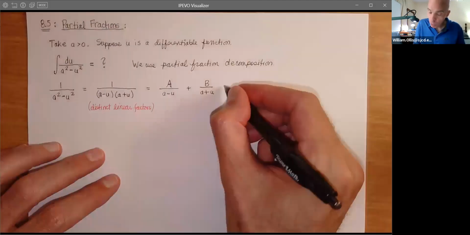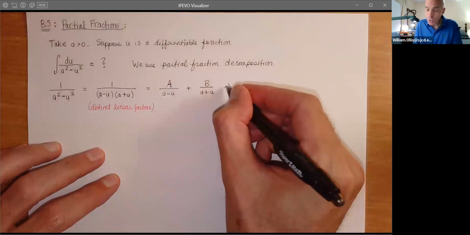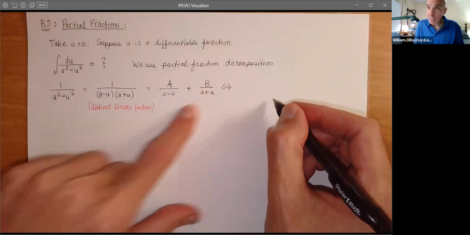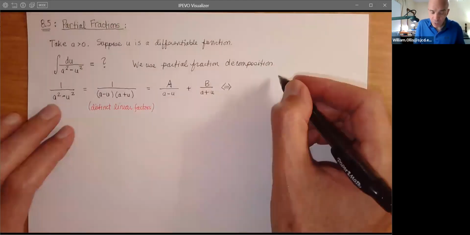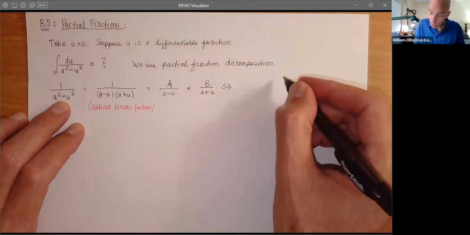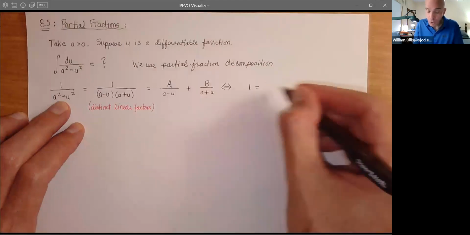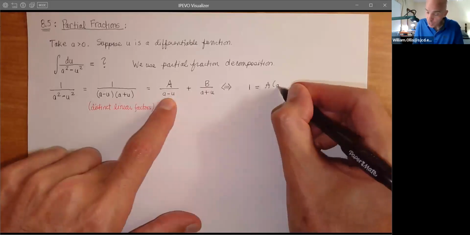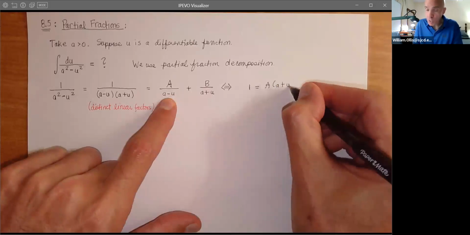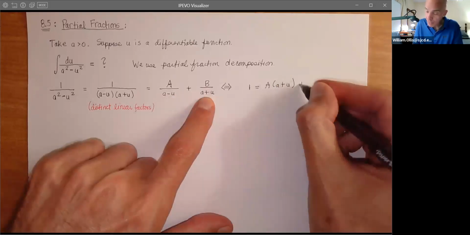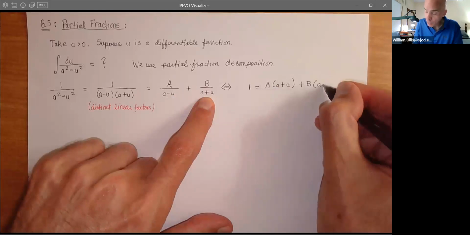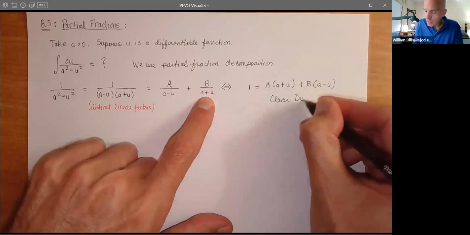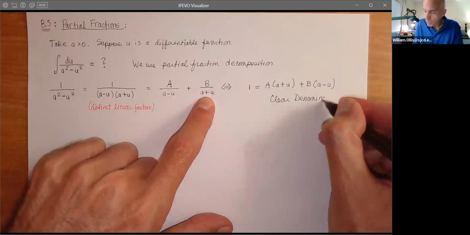At this point, what we want to do is clear denominators. So I want to multiply through by a minus u times a plus u and clear the denominators. When we do that, over here, these will absorb, we get 1. And then when we multiply by a minus u times a plus u, we're left with A times a plus u. And then, of course, the a plus u absorbs here, and we're left with B times a minus u. So we clear denominators, basically like we're doing the least common multiple thing in college algebra.